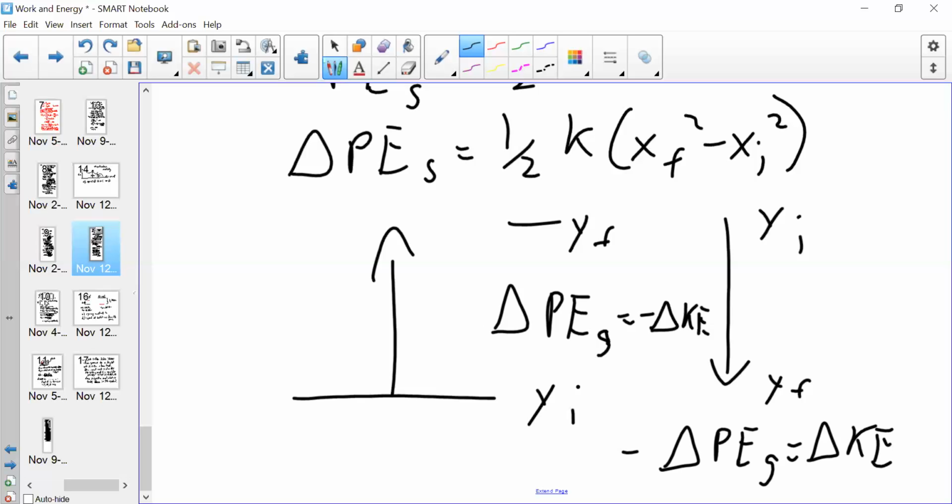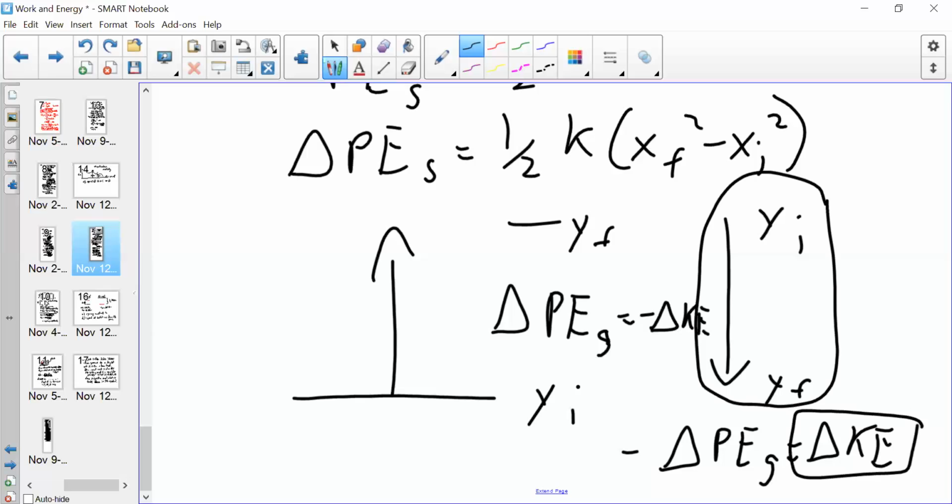It's just that in this situation you're losing, because zero minus something here is going to be negative, but it's going to be equal to all of that. Does that make sense?